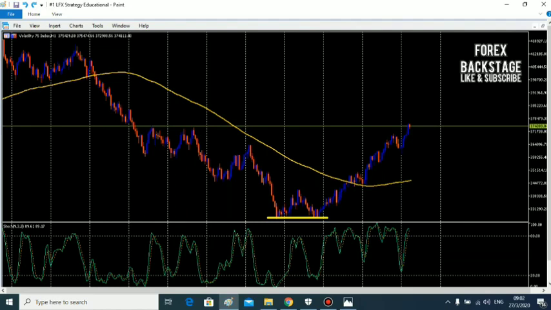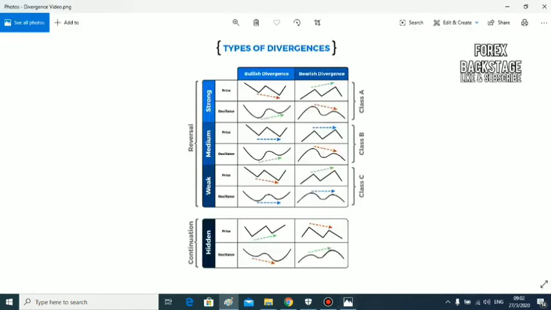So this is the chart. But first of all, let me just jump in straight to what we're going to be sharing today. So we've got these types of divergence, continuation and reversal. Divergences, what do we mean?